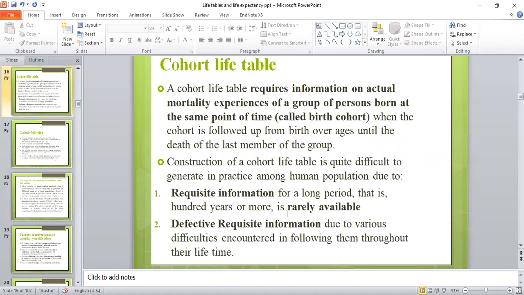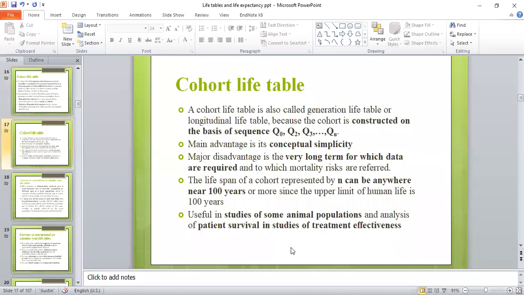Cohort life table actually requires information on the actual mortality experience of a group of persons born at the same point of time, called a birth cohort, when the cohort is followed from birth over age until the death of the last member of the group. Construction of a cohort life table is quite difficult because the requisite information is required for a long period of time, which is rarely available due to various difficulties encountered over their lifetime.